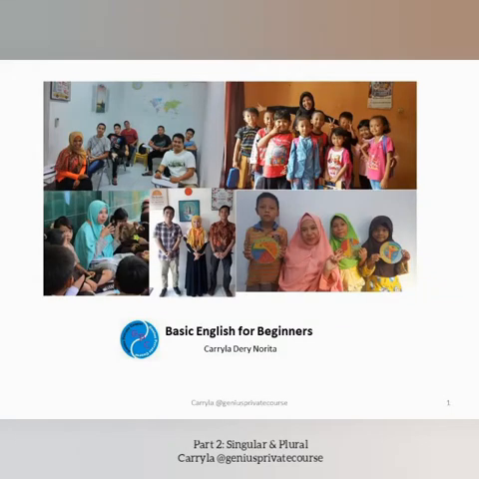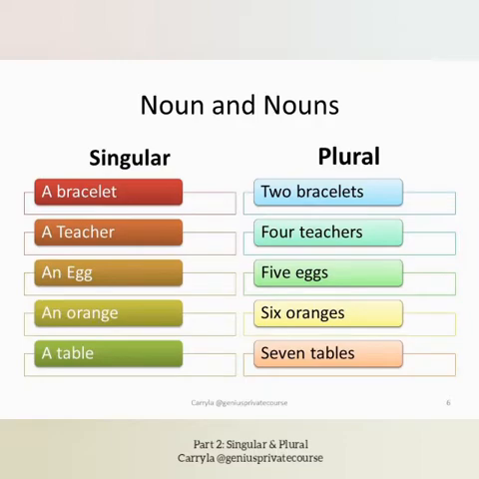Alright, let's continue to the next materials. It's about nouns, and it will be divided into two parts. The first is singular and the second one is plural. As we know, singular is only one and plural is more than one.